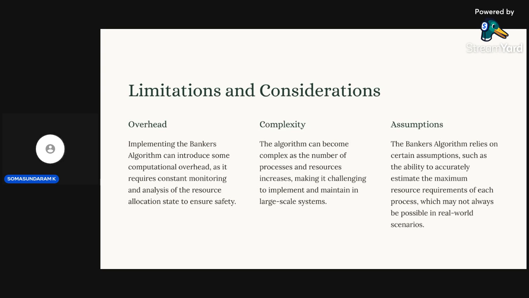Limitations and considerations: overhead, complexity, assumptions. Implementing the Banker's algorithm can introduce some computational overhead, as it requires constant monitoring and analysis of the resource allocation state to ensure safety. The algorithm can become complex as the number of processes and resources increases, making it challenging to implement and maintain in large scale systems. The Banker's algorithm relies on certain assumptions, such as the ability to accurately estimate the maximum resource requirements of each process, which may not always be possible in the real world.